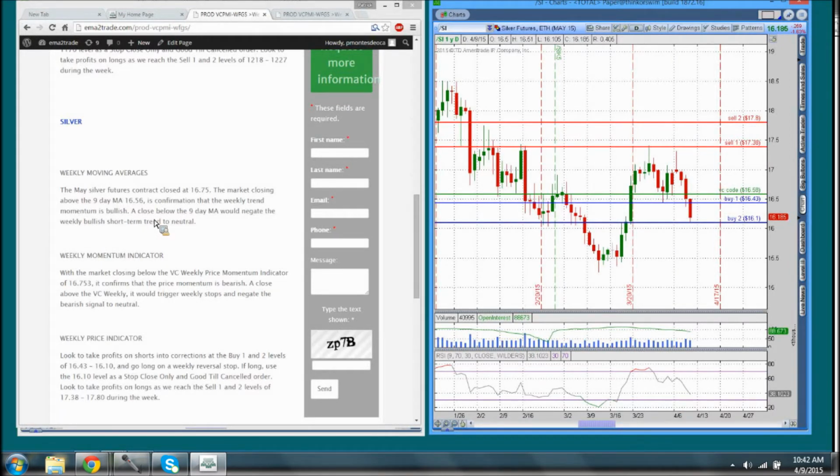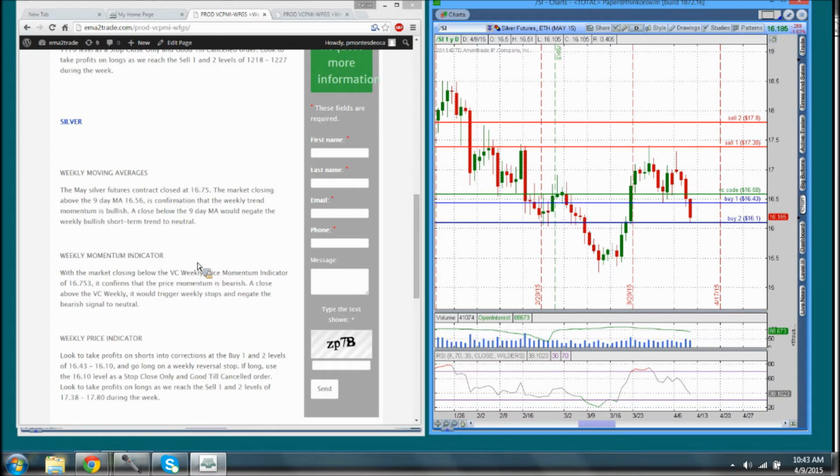But it also told you a close below 1656 would negate this weekly bullish short-term trend to neutral. With the market closing below the VC weekly metrics pivot point for the week that we use as the weekly price momentum indicator of 1675, it confirms that the price momentum was bearish.